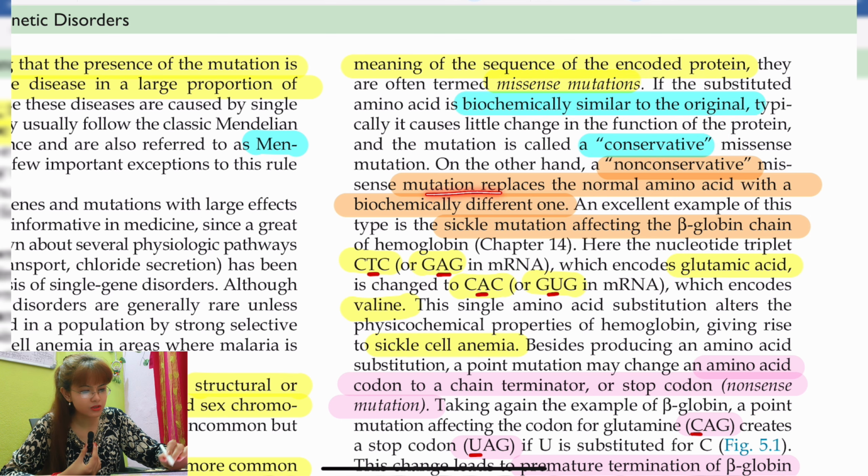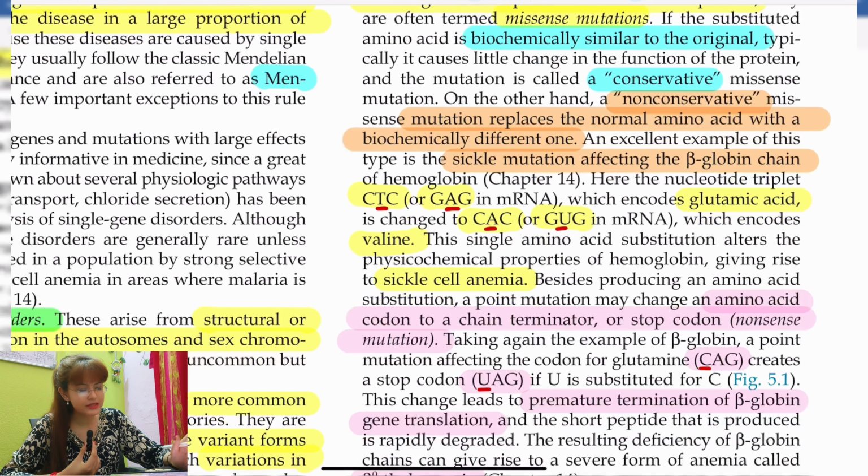But when the mutation replaces a normal amino acid with a biochemically completely different amino acid, that changes the sequence completely, and a different kind of amino acid is generated, which may be the basis of a disorder, then it is called a non-conservative missense mutation. An example of this is the sickle cell mutation affecting the beta globin chain of hemoglobin.